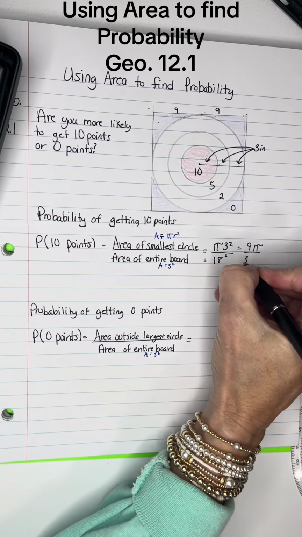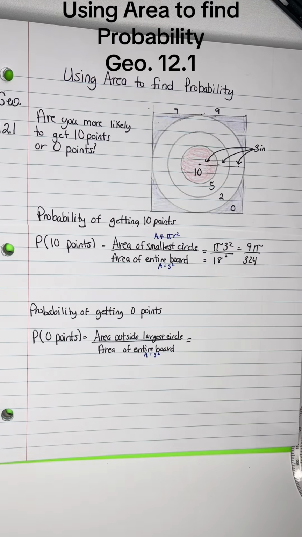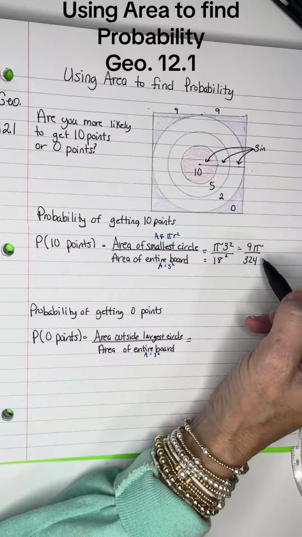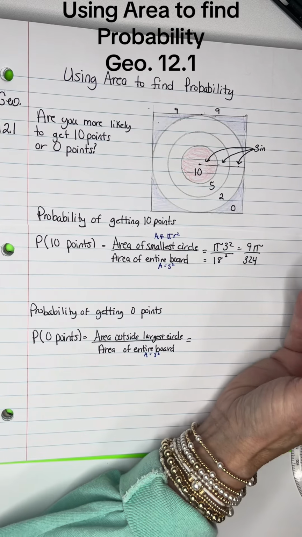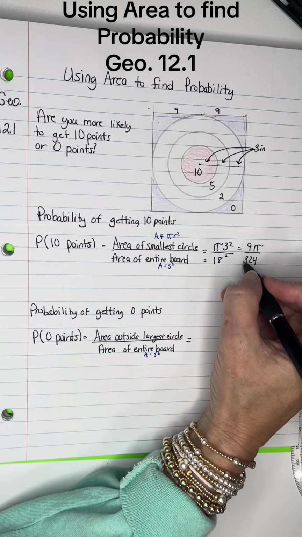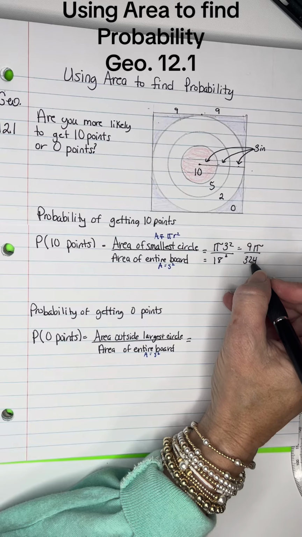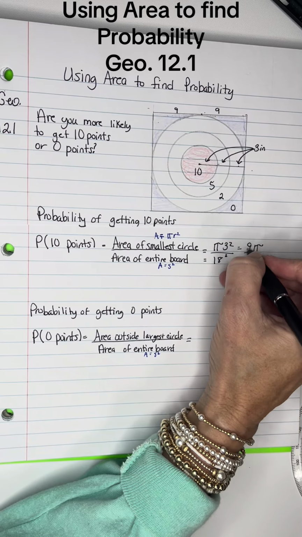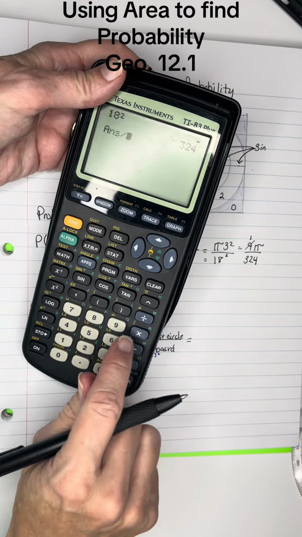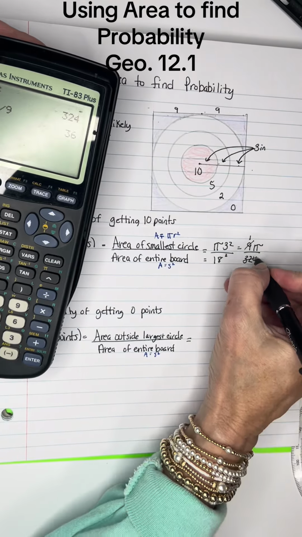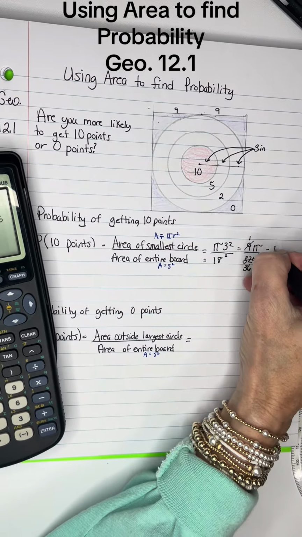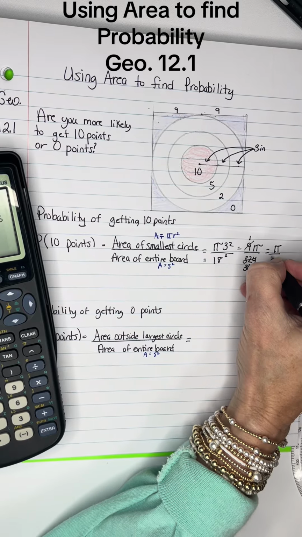And 18 squared is going to be 324. Now, I know this is odd, so I know 2 won't go into it, but let's see if 9 will. Add the digits 3, 2, and 4 together and see if 9 goes into that number. 3 plus 2 plus 4 is 9, and 9 does go into 9, so 9 will go into both of these. So I'll divide 9 by 9 and get 1, and I'll divide 324 by 9 and get 36. So I'm left with pi over 36.